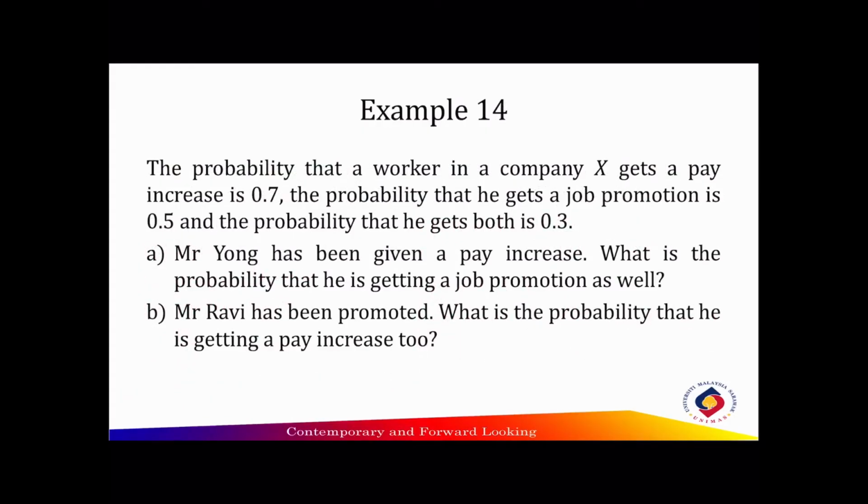Example 14. The probability that a worker in a company X gets a pay increase is 0.7. The probability that he gets a job promotion is 0.5, and the probability that he gets both is 0.3. A, Mr. Young has been given a pay increase. What is the probability that he is getting a job promotion as well? Question B, Mr. Ravi has been promoted. So what is the probability that he is getting a pay increase too?